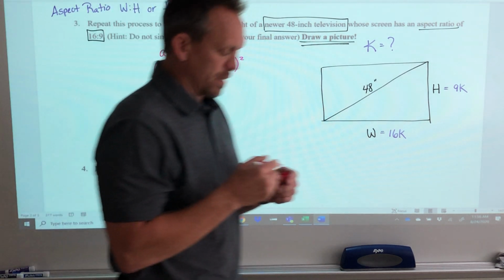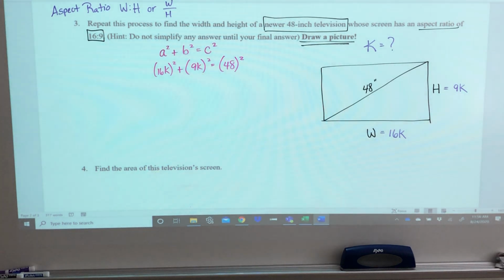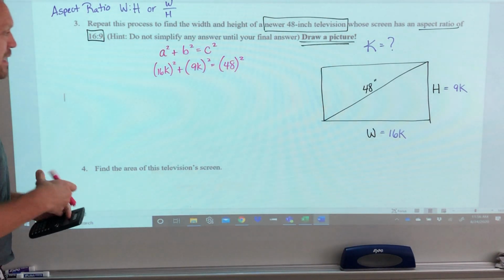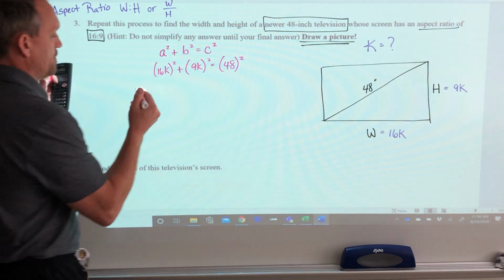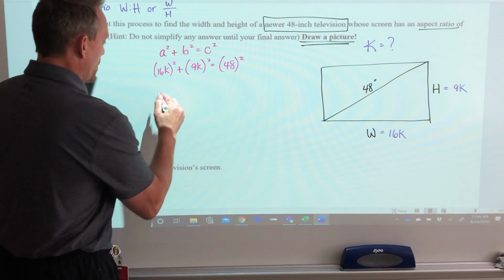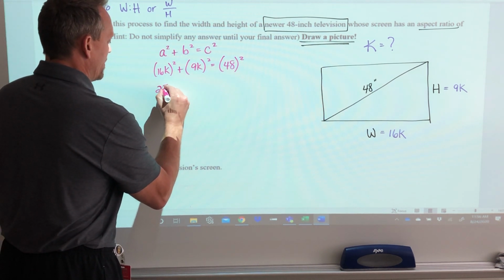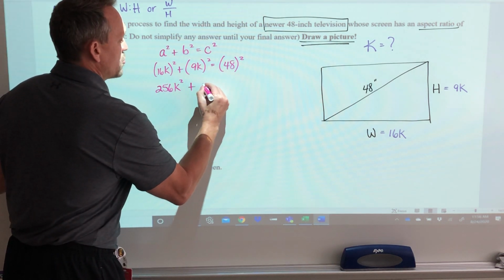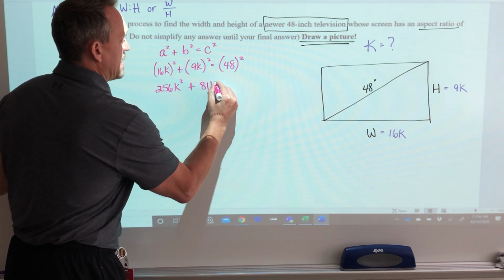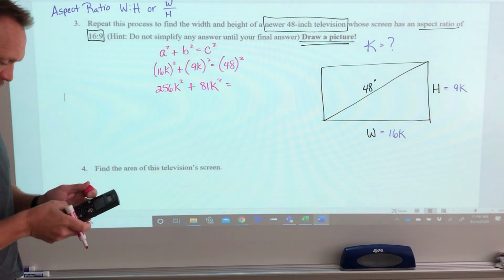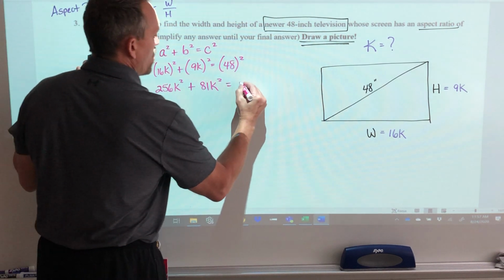I'm going to need some calculators for this one. I know what 16 to 9 is, but not quite sure what 48 squared is. 16 squared, let me make sure I do this right. 16 squared is 256. I should know that off the top of my head, but I'm thinking about a few things. 9 squared is 81, and K gets squared as well. And 48 squared is 2304.